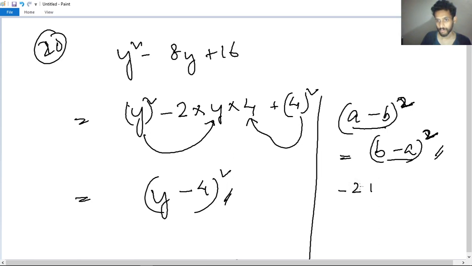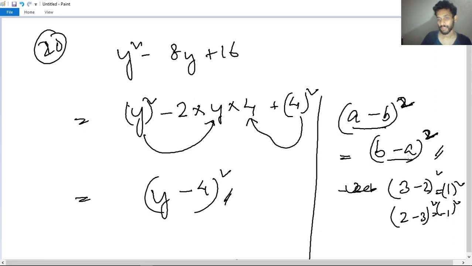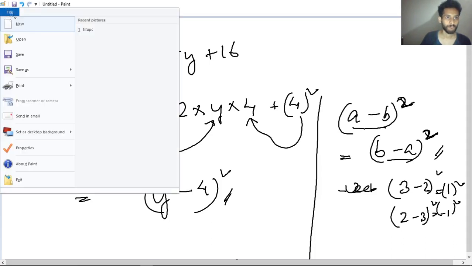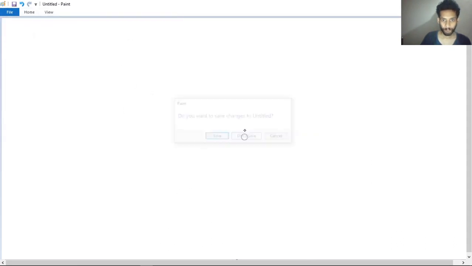First of all you do 3 minus 2, then you do 2 minus 3. Here the result will be 1, here the result will be minus 1. But if you square this term, the result will be the same. So the squares are always the same. Without square it is wrong, but with square the result will be the same.